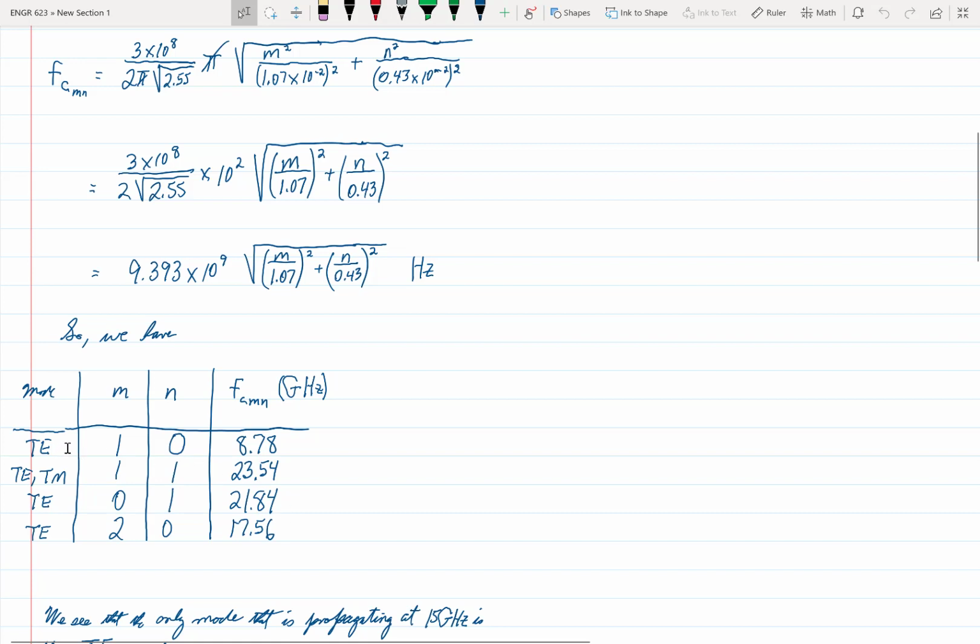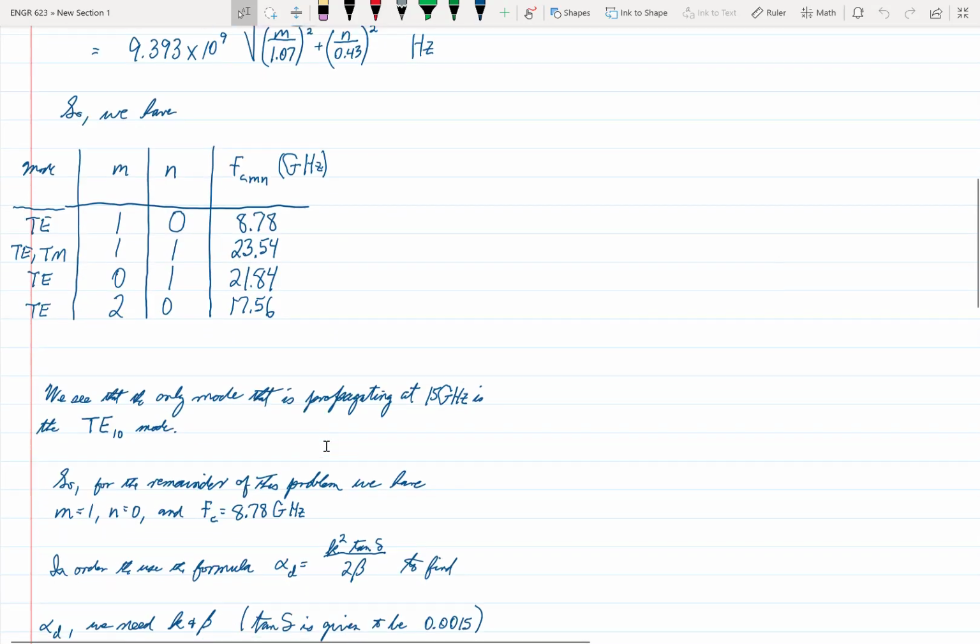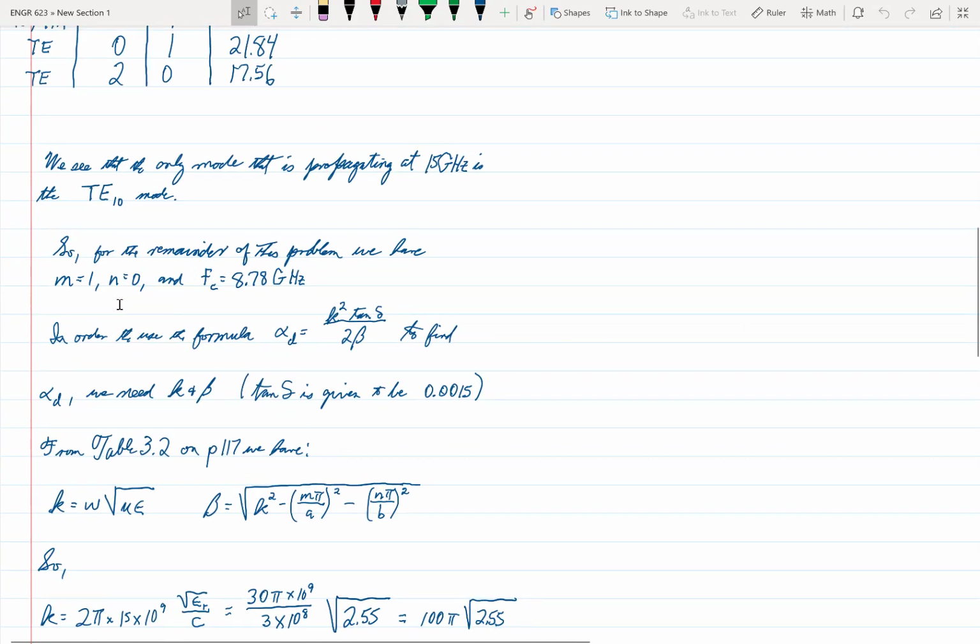So for the rest of this problem, we can work with the assumption that we are talking about the TE10 mode. And that means then that m is equal to 1 and n is equal to 0, and Fc is 8.78 gigahertz. And now we're just about ready to go ahead and find alpha d. Recall that the formula for that is k squared tangent delta over 2 beta. And so clearly we need k and beta. Tangent delta is already given in this problem to be 0.0015.